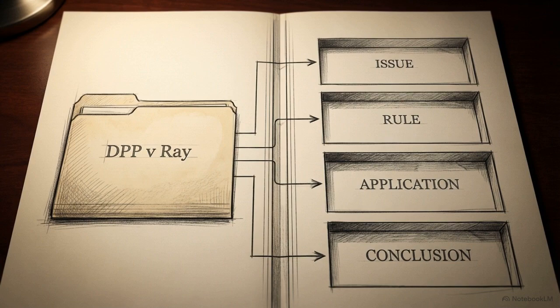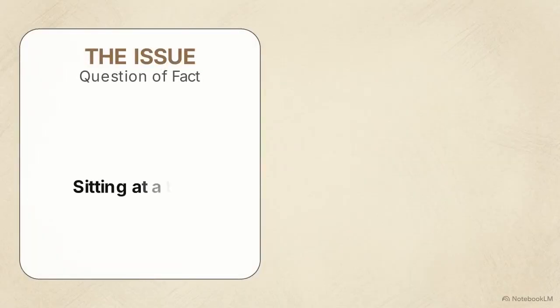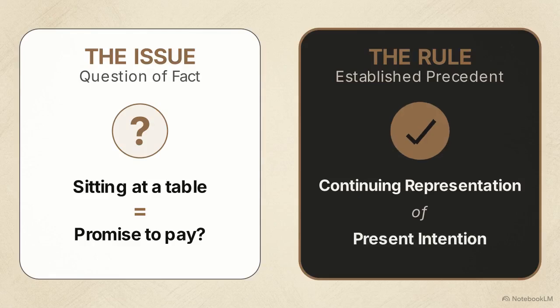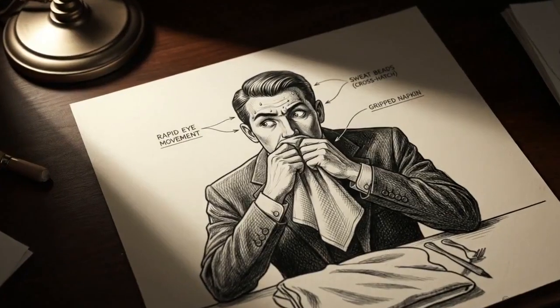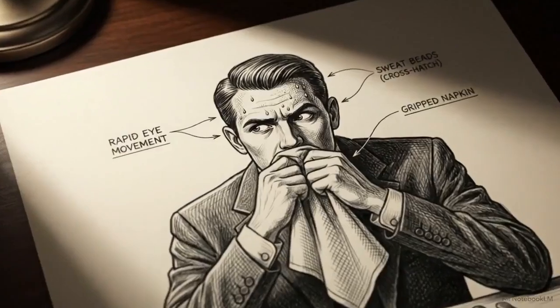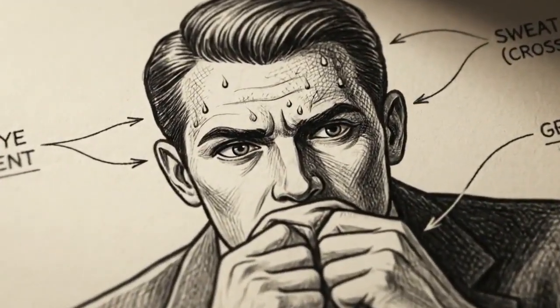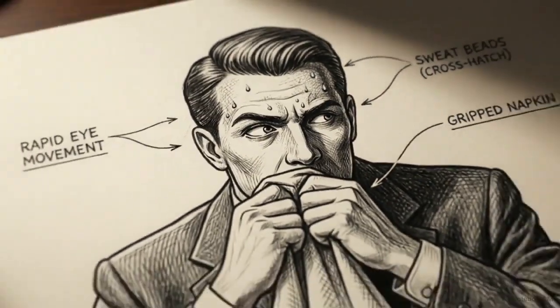We can apply this statute to our restaurant scenario using the IRAC method and the precedent of DPP v. Ray. The issue: does sitting at a restaurant table constitute an ongoing promise to pay? The rule: yes. Conduct acts as a continuing representation of present intention. Applying the rule, the moment our diner decides not to pay but remains seated, the implied representation becomes false. Liability attaches at that exact moment.